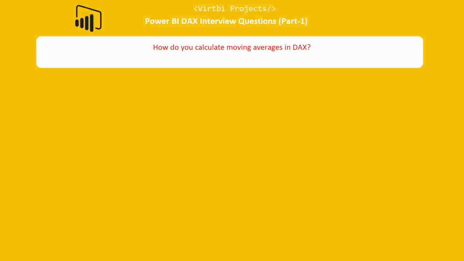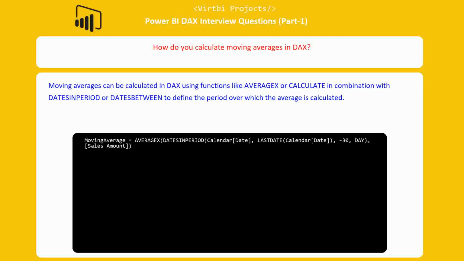How do you calculate moving averages in DAX? Moving averages can be calculated in DAX using functions like AVERAGEX or CALCULATE in combination with DATESINPERIOD or DATESBETWEEN to define the period over which the average is calculated. In this example, MovingAverage calculates the 30-day moving average of sales amount using the AVERAGEX function within the specified date range.